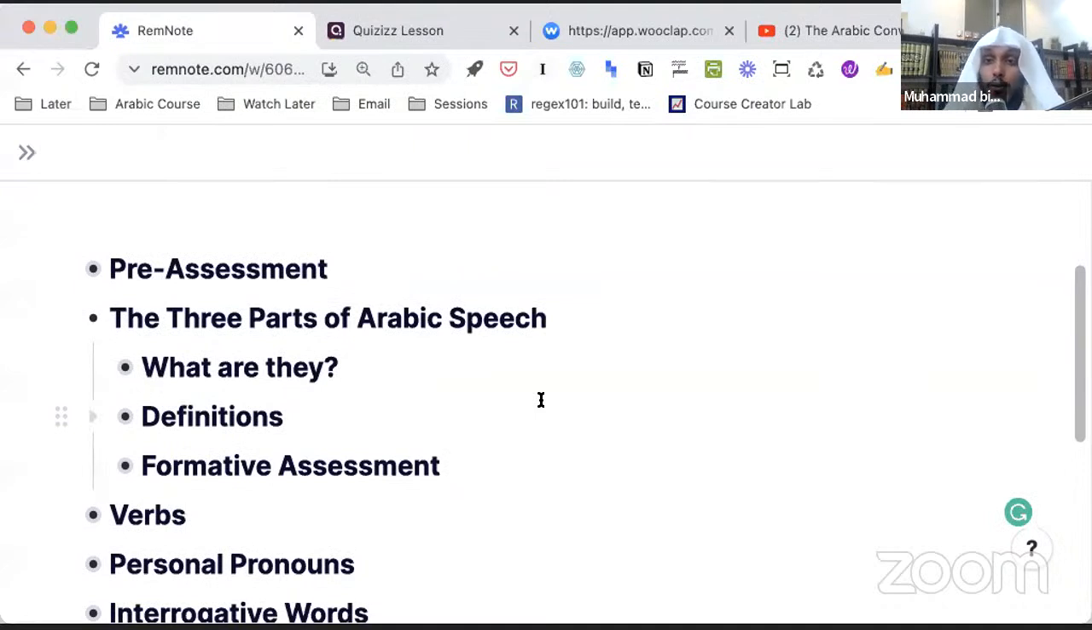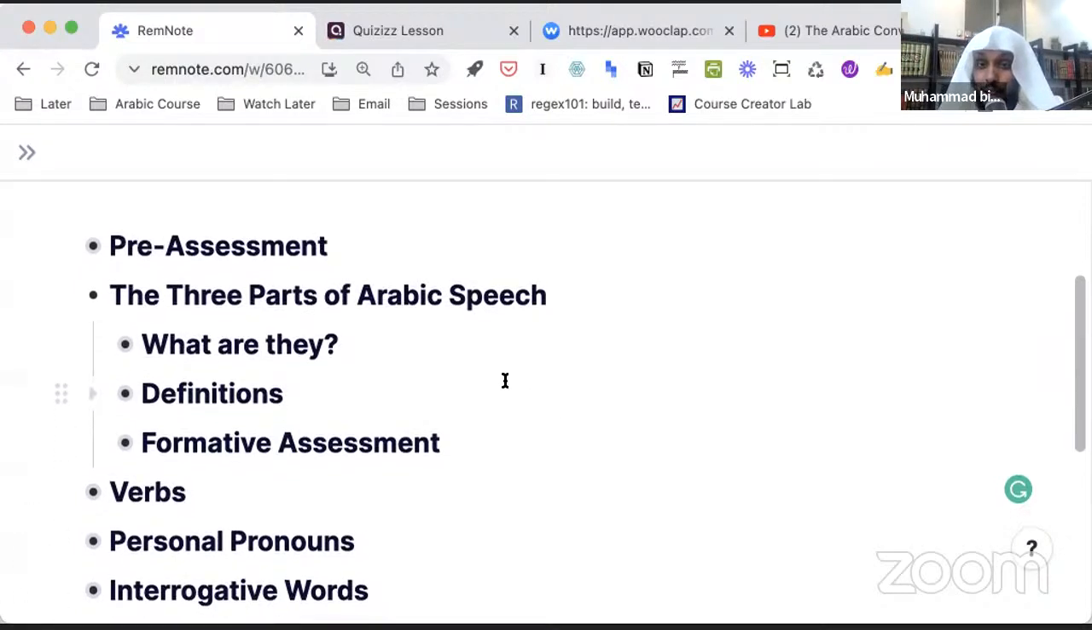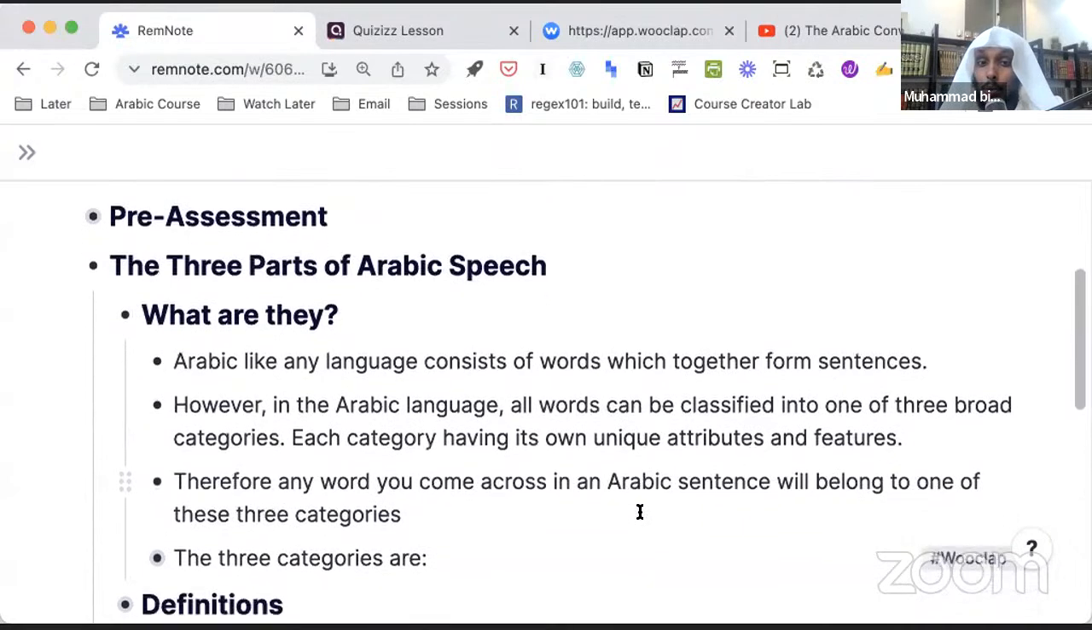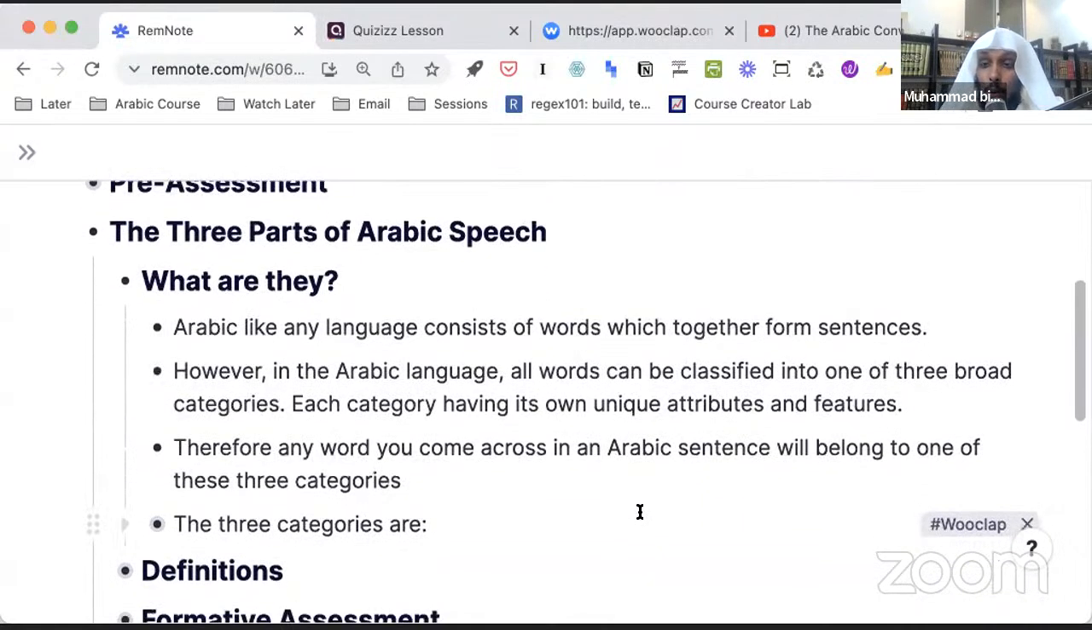Why? Because every single part of speech has its own unique features and you need to deal with it in a specific way. Whenever you come across a word in the Arabic language, if you don't know which one of those three things it is, you are going to make a mistake grammatically, because every single part has its own rules and unique features. So any word can be put in one of three buckets. What are these three categories?